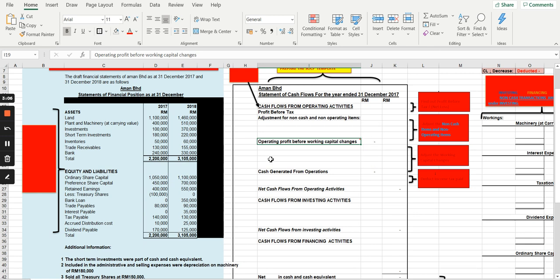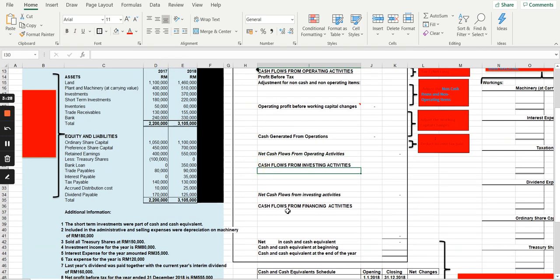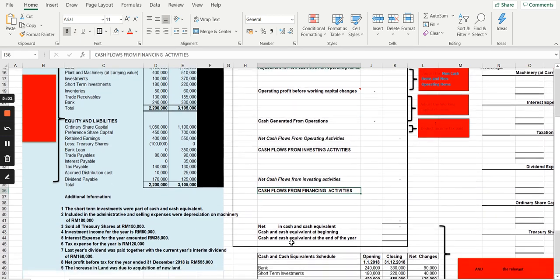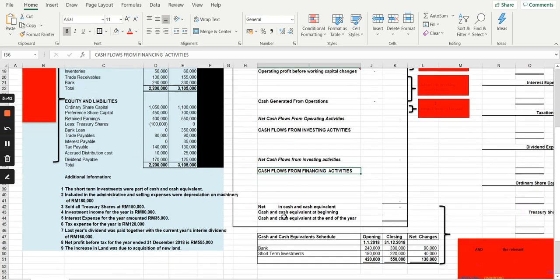And then the working capital changes, then you will get your cash generated from operation. You can proceed up till you get the cash flow from operating activities, in this italic font here. Then you put your cash flow from investing, just the blank template. For cash flow from financing, leave a few rows for you to include your items depending on the question. If they have a lot of information, you should leave many rows.